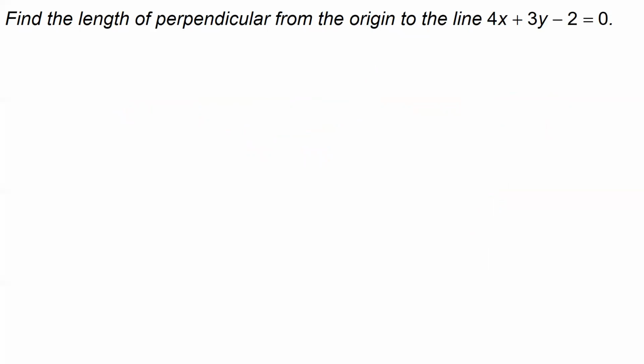Find the length of the perpendicular from the origin to this line. So now we have the point to be 0, 0. So the distance can be found just by applying the same formula. Just replace x and y with 0 and 0 in this equation.